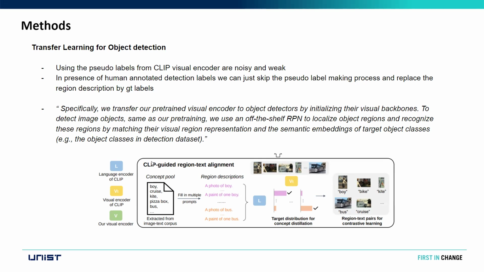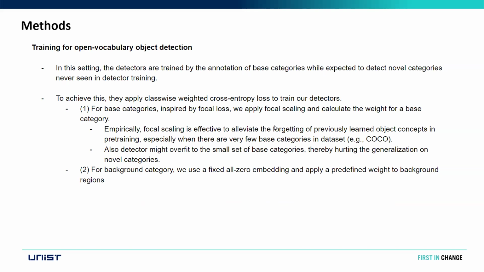After pre-training, they can transfer their model toward object detection. Usually the labels made by CLIP for each region are a little bit noisy. When there is a data set available with labels for each region, this model will perform much better. And also, they train for open vocabulary object detection.